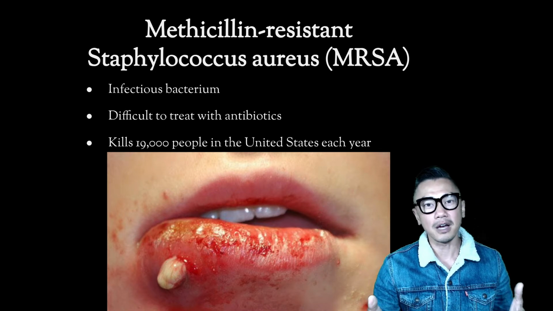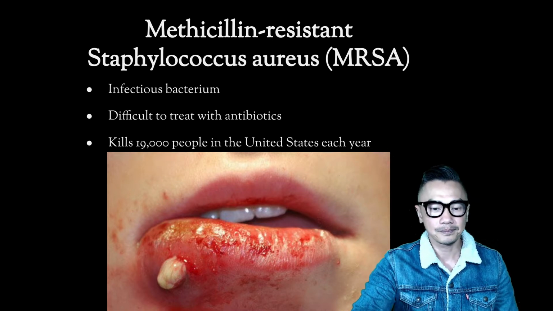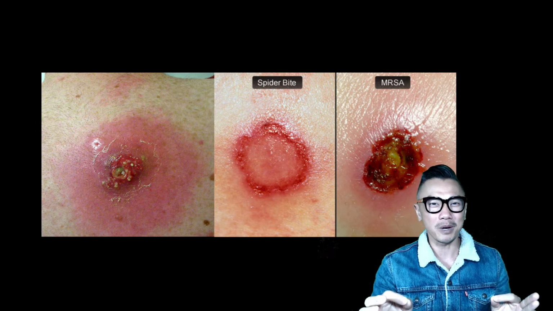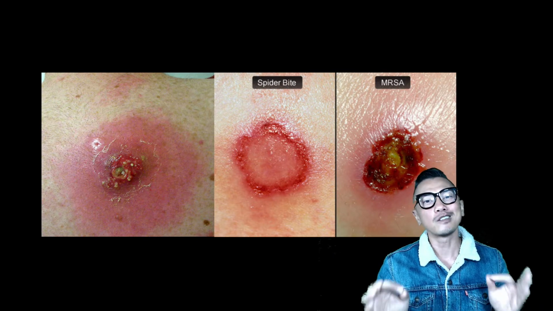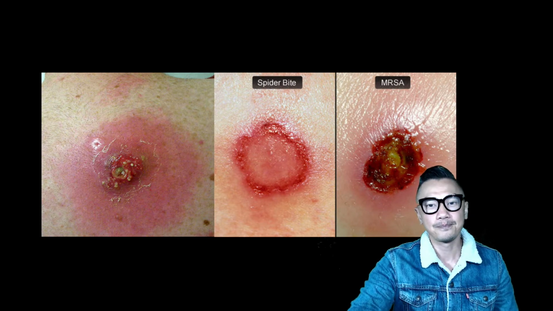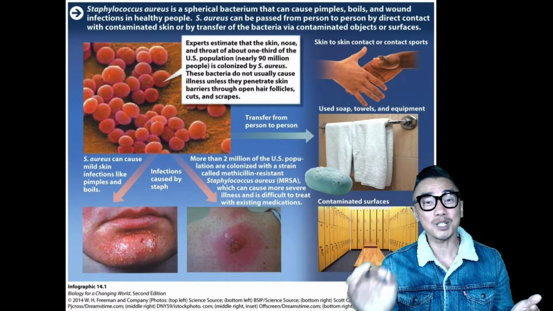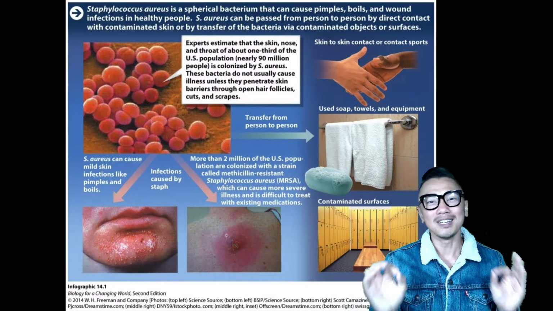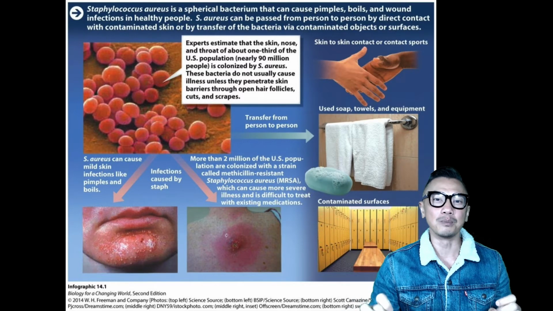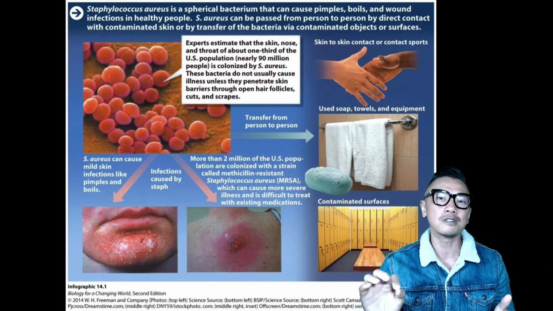The photo on this slide shows a person with a MRSA infection on his lip. MRSA infections are often mistaken for spider bites. The photos on this slide show the difference between a spider bite and a MRSA infection. This infographic summarizes how staph can be spread from person to person. It also describes how staph can cause mild skin infections like pimples and boils, but MRSA infections can cause much more severe symptoms.